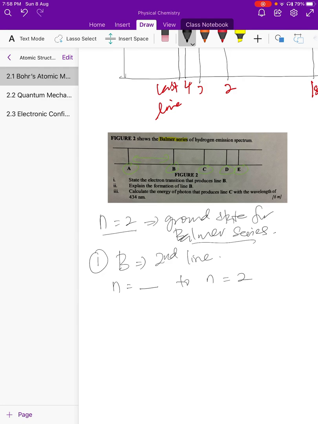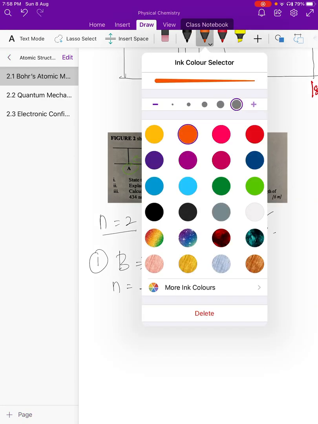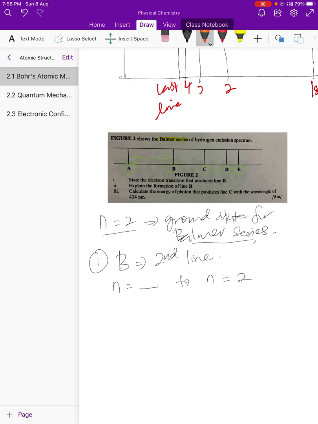So for me, I normally tell my students how to determine the transition. Very simple. Since A is the first line, that means all these are ground state. 2, 2, 2, 2, 2. The bottom of the straight line is all 2 because Balmer series and the ground state is 2. So the first line is always from 3 to 2 because above 2 is exactly 3. So 3 to 2 is the first transition. 4 to 2, 5 to 2, 6 to 2, 7 to 2. This is how you determine the transition. Easiest way to interpret the line spectrum. So the second line is from 4 to 2.